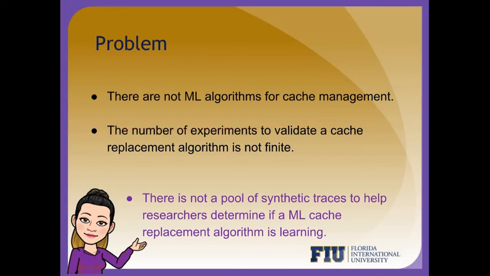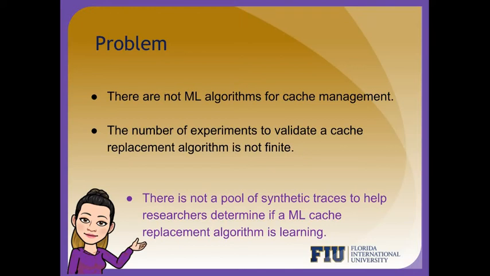After we decided to create a machine learning algorithm, another problem was born because the number of experiments to validate a cache replacement algorithm is not finite, so we needed to come up with a good number of experiments that validated the results. It was also important to know if the machine learning algorithm that we created was actually learning, but there is not a pool with synthetic traces that can help us understand this.